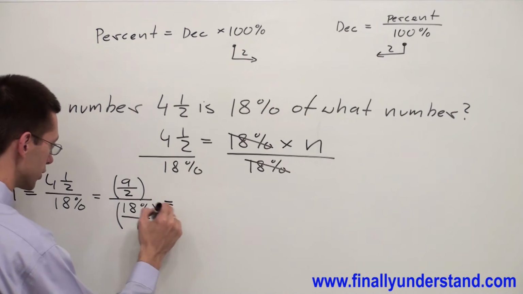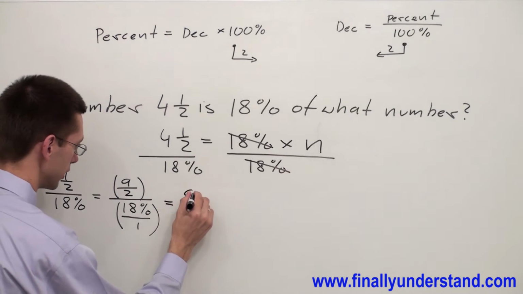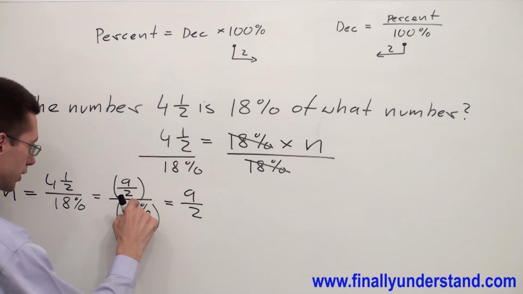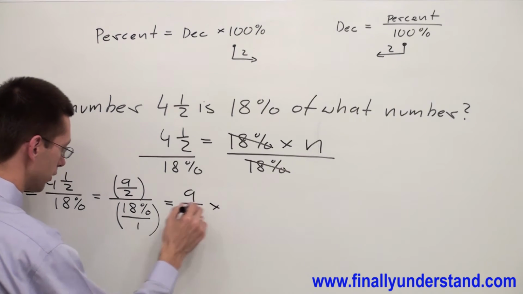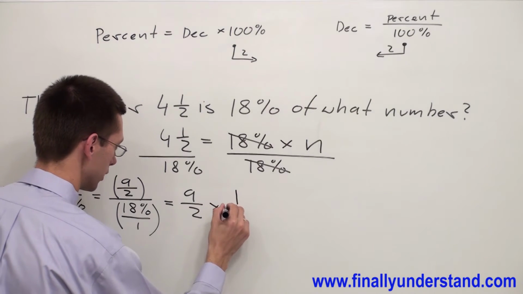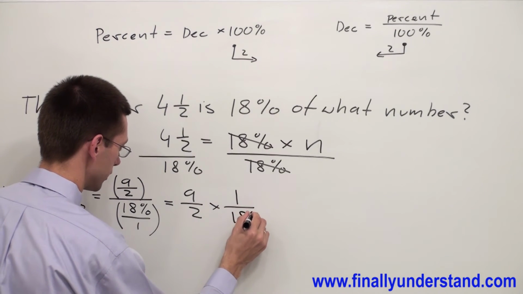Anytime we divide fractions, we have to copy the first fraction down, so I have 9 over 2. And the division sign we have to change to multiplication, and we have to flip the second fraction upside down. So I have 1 over 18%.